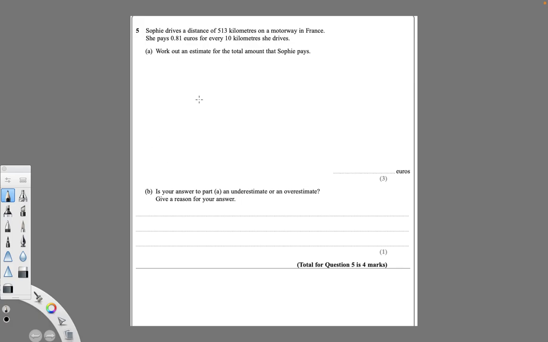So Sophie drives a distance of 513 kilometres on a motorway in France. She pays 0.8 euros for every 10 kilometres she drives. Work out an estimate for the total amount that Sophie pays.